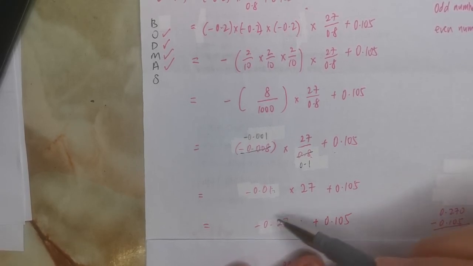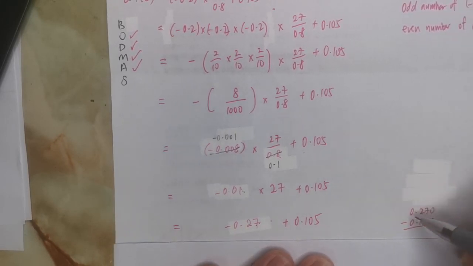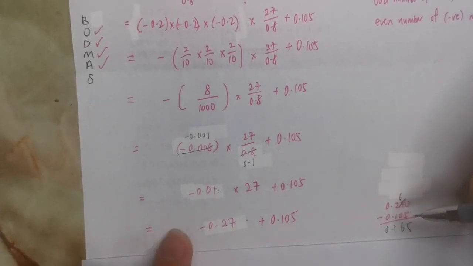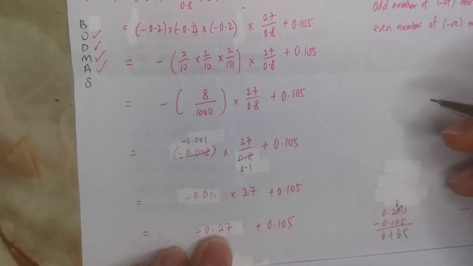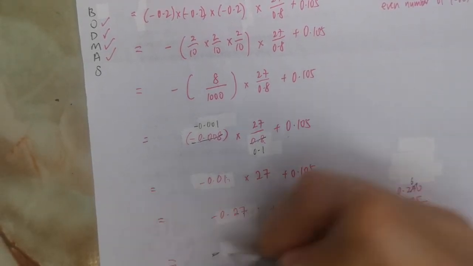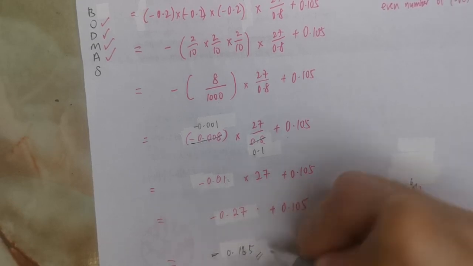Since there's a negative number and a plus, I just treat it like subtraction. In this case, I'll put the bigger number on top minus the smaller number. So I subtract and I get 0.165. But in this question, since the negative number is bigger, negative 0.27 is bigger than 0.105 in size, so my overall answer will be negative 0.165. So this will be my final answer.